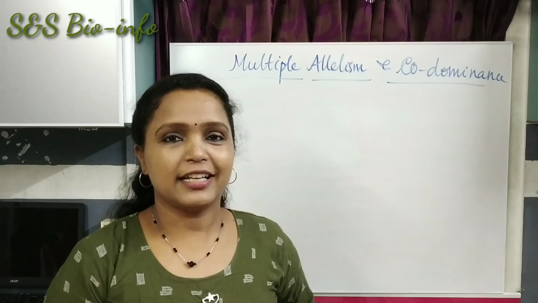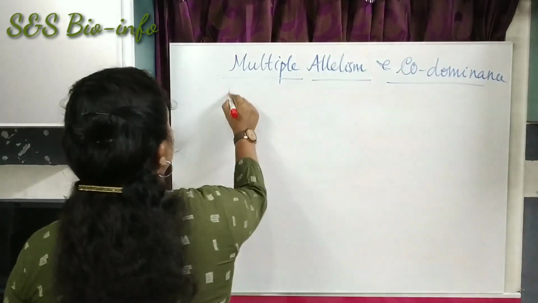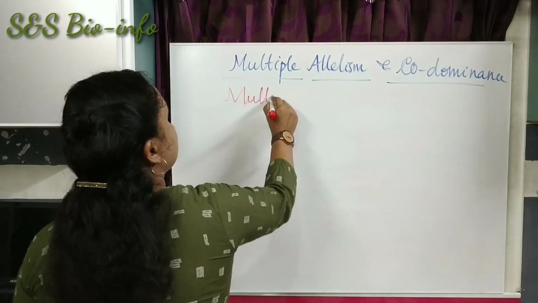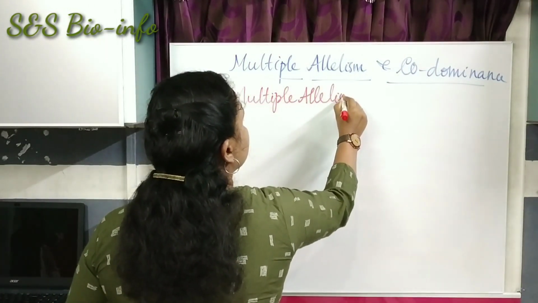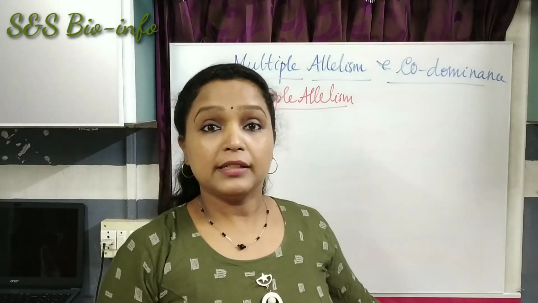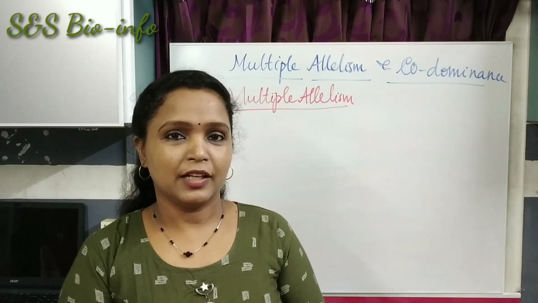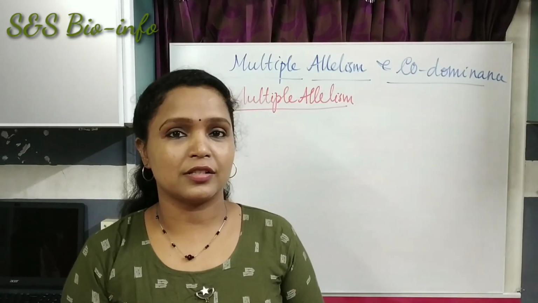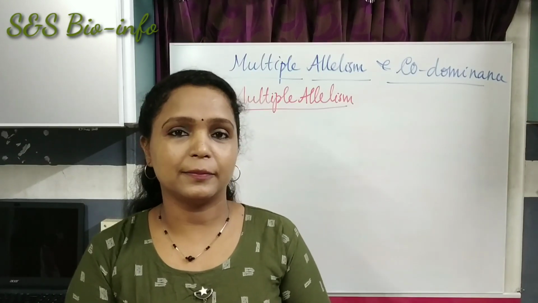Initially, let's understand about multiple allelism. Multiple alleles of a gene. It is seen in different species in nature. Then what is multiple allelism?